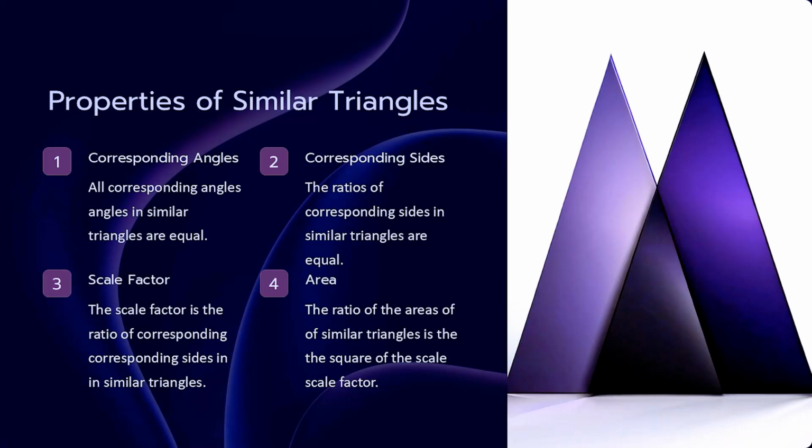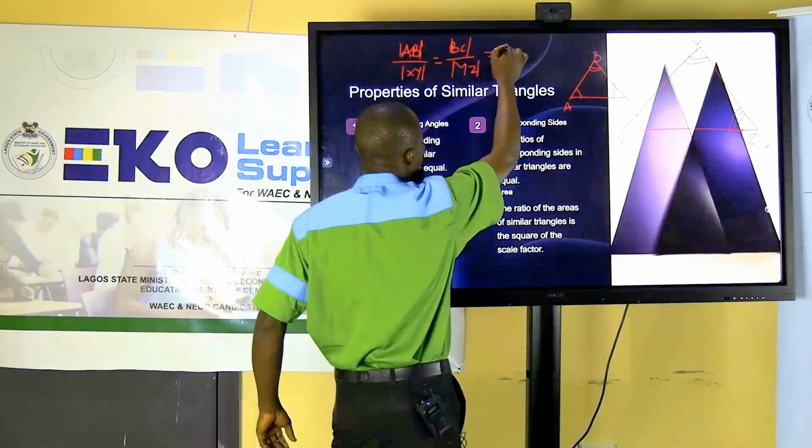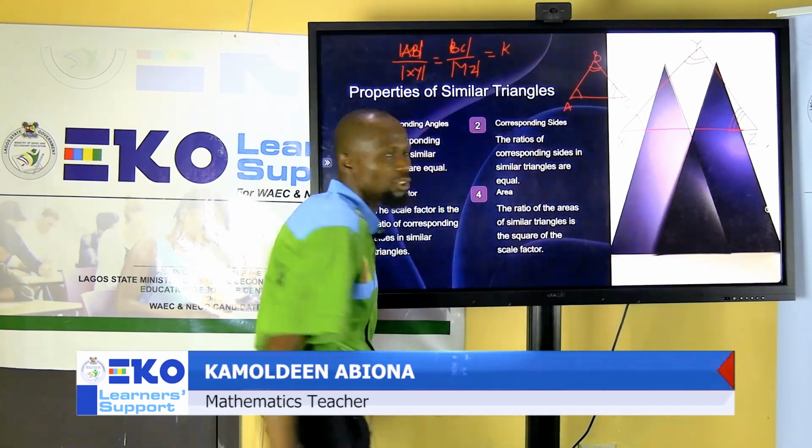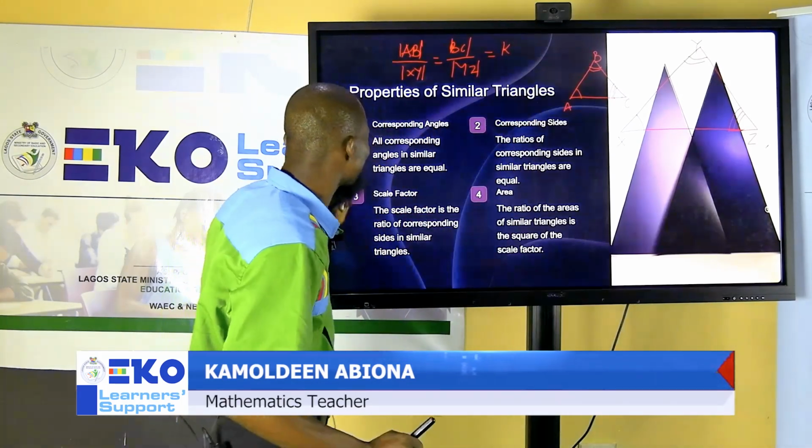Now we have what we call the scale factor. The scale factor is the ratio of the corresponding sides in similar triangles. So this is the scale factor. These that are equal are equal to K, which is known as the scale factor.